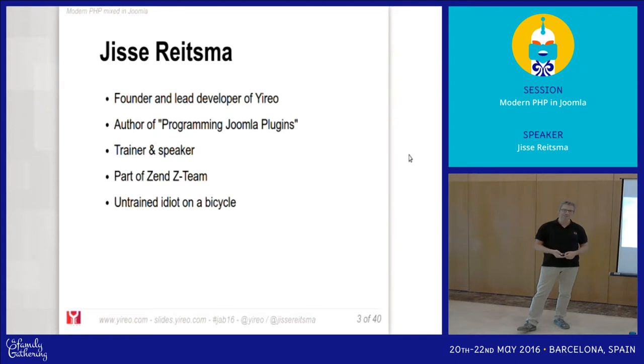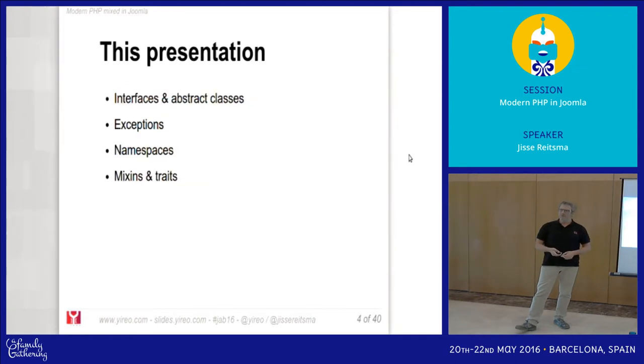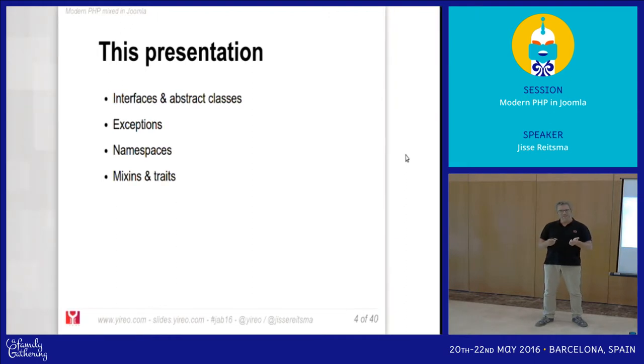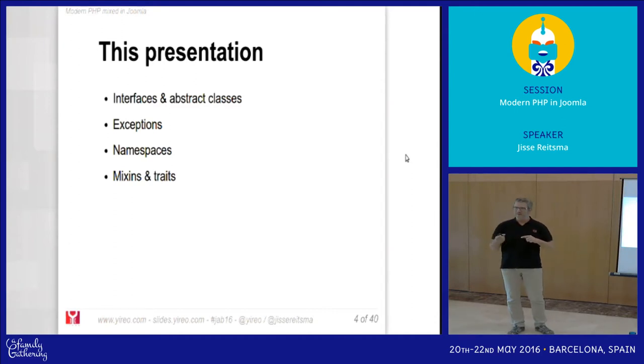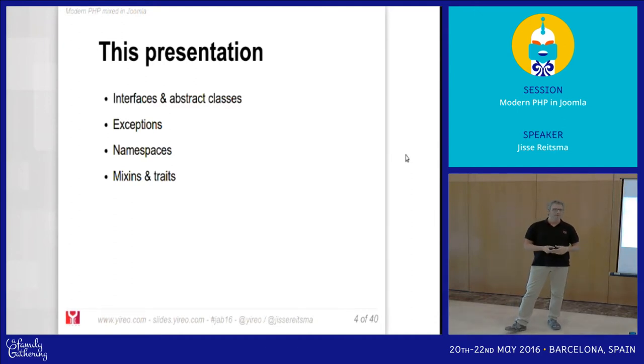It's interesting anyway. My talk is about a few concepts of OOP. I'm going to cover interfaces, abstract classes, and exceptions. One thing I'm not covering is something that Zef in his talk already mentioned, a couple of new exceptions. But I'm going to explain the basics of why you should use exceptions, what's useful about it, and how to use it in your own code. The same for namespaces, mixins, and traits.